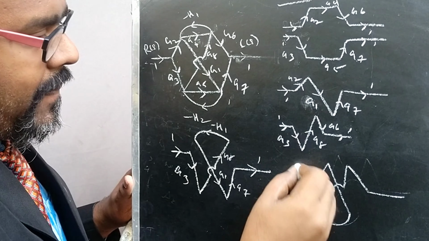Step 2 is nothing but individual loop gain. Of course, 2 loops are visible here. Here this is one loop, and here this is one loop. That is G4 minus H1, G4 minus H1 is 1, and G5 minus H2 is there. One more loop is also hidden.